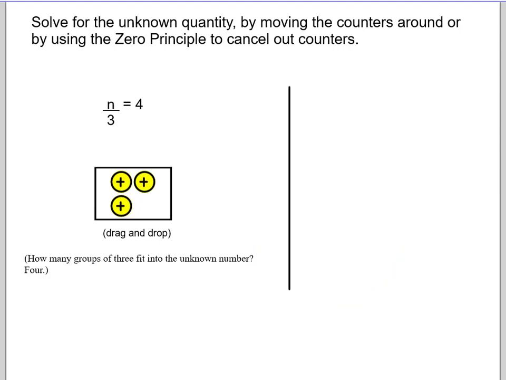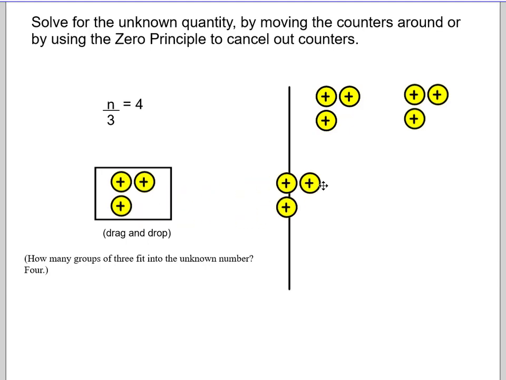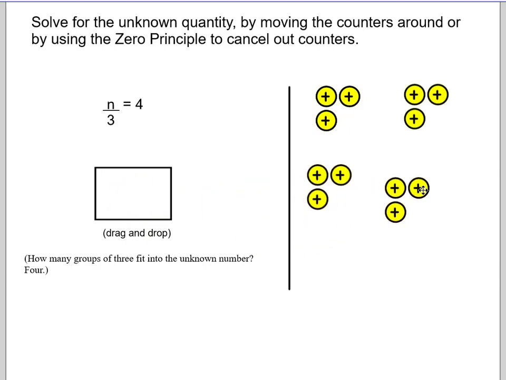Okay, this one's tricky. This model is a little different for division. So I have n divided by 3 equals 4. So we're looking for how many groups of 3 fit into the unknown number. And we know that's 4. So I know there are 4 groups of 3 that fit into this unknown number. And if we count all of those up, we would see the answer is 12.